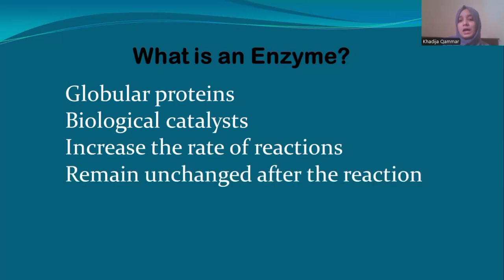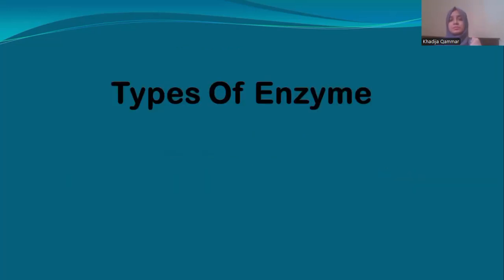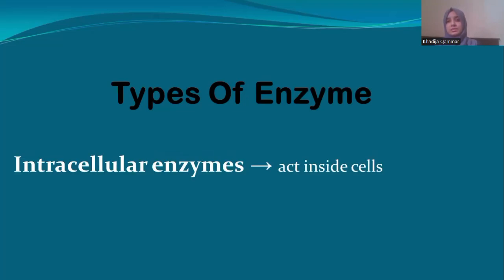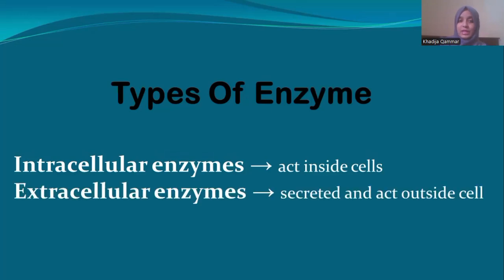So they remain unchanged. There are two types of enzymes, intracellular and extracellular enzymes. Intracellular enzymes, as the word indicates, intra means inside the cell. These are the enzymes that work inside the cell, while extracellular enzymes, extra means outside, catalyze chemical reactions outside the cell. So the key question now is: how does an enzyme actually catalyze the reaction? They are catalyzing the reactions, but how? This is the key question.